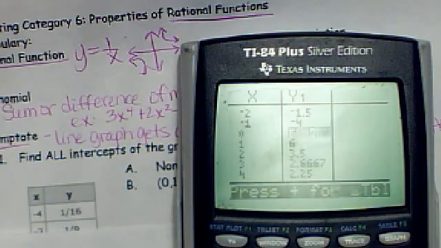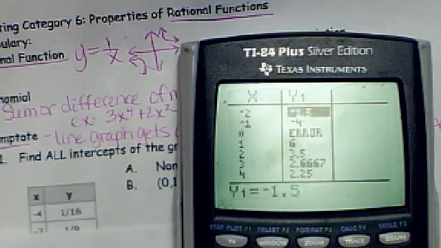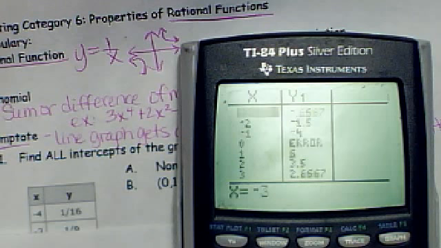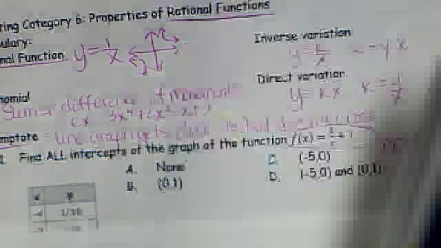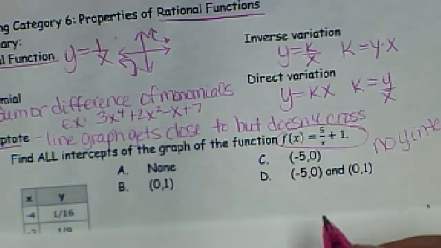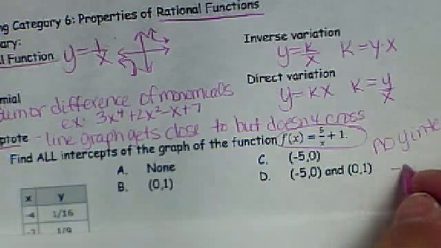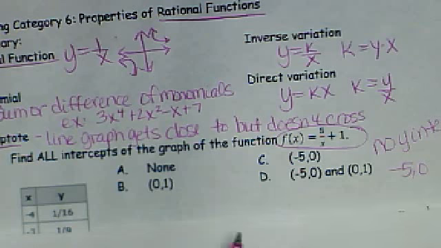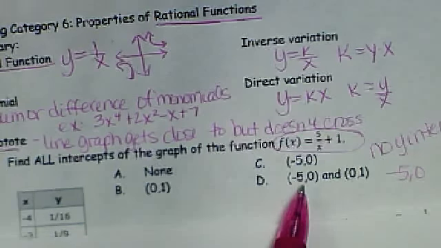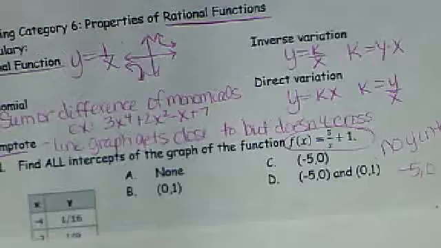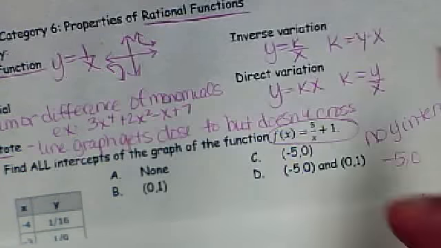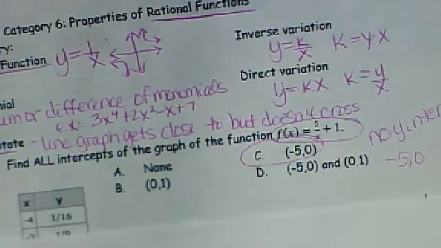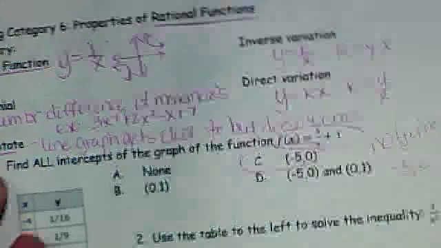Now x-intercepts are where y is 0. So I'm going to look in my table and see if I can find a place where y is 0. Oh, there's a place. -5 and 0. So -5 and 0 is one of my intercepts. Now I've got an answer choice here of -5 and 0 and 0 and 1. But if I look back at my table, 0, 1 wasn't an option. So it had to be choice C. That's your only intercept there.